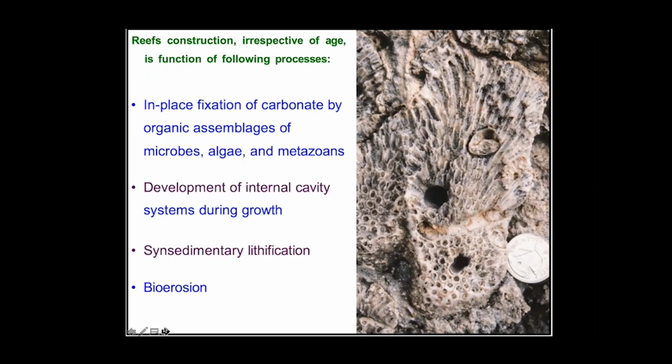Irrespective of what I've just said, reef construction, irrespective of age, is a function of various processes. It's a function of the in-place fixation of carbonate. By carbonate, we mean calcium carbonate, CaCO3, by organic assemblages of microbes, algae, and metazoa. Again, we've focused so far on corals, but as you know from swimming around any of the coral reefs around Grand Cayman, there are all sorts of organisms associated with it, the microbes, the algae, other plants, other animals. They all live together in a very complex ecosystem.